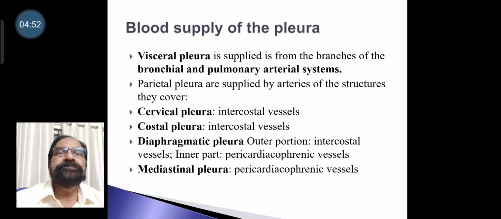Blood supply to the pleura. Visceral pleura is supplied by the branches of the bronchial and pulmonary arterial systems. Parietal pleura are supplied by arteries of the structures they cover. Cervical pleura by intercostal vessels, costal pleura by intercostal vessels, diaphragmatic pleura outer portion by intercostal vessels, inner part by pericardiophrenic vessels, mediastinal pleura by pericardiophrenic vessels.